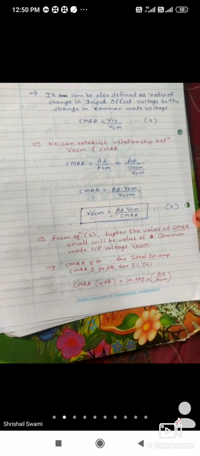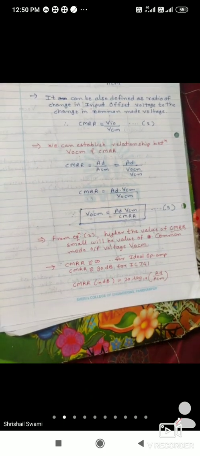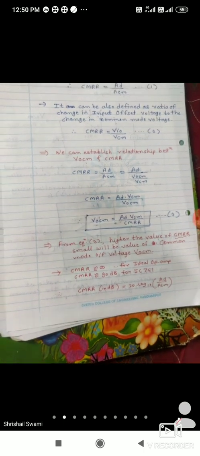CMRR is a function of frequency and decreases with an increase in frequency. That part we have already discussed. It is an advantage to use an op amp with higher CMRR since it has better ability to reject the common mode signal. That last point we can cover, and write in one sentence.